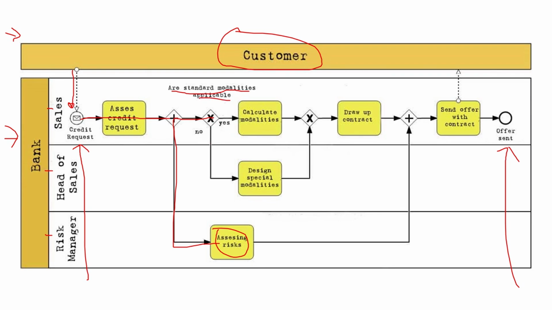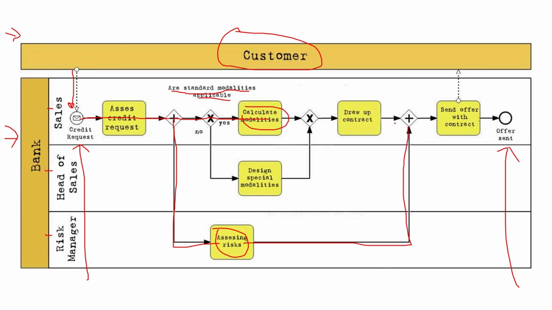Let's say it's yes. So this means assessing the risk down here and calculate the modalities is happening in parallel at the same time by different roles. All right, now these things are not in sync, so one could be faster than the other. Let's say assessing risk is much faster. And for the calculate modalities, we need some days.